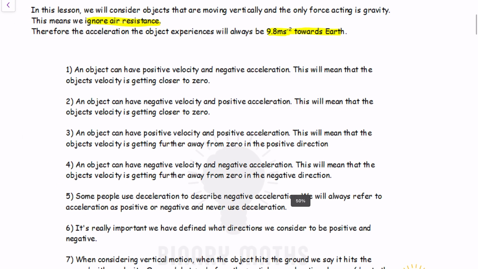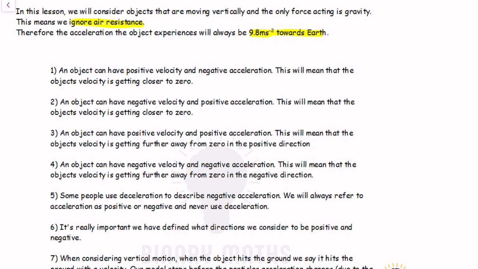Okay, some notes to think about. An object can have positive velocity and negative acceleration. This will mean that the object's velocity is getting closer to zero. An object can have negative velocity and positive acceleration. This will mean that the object's velocity is getting closer to zero.